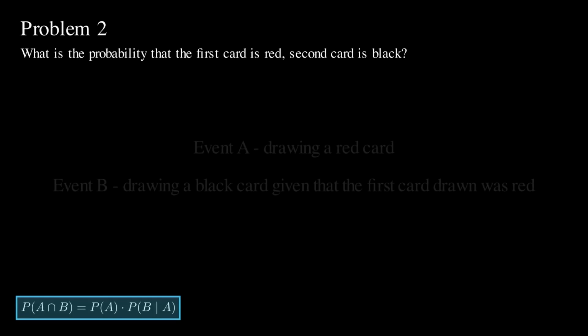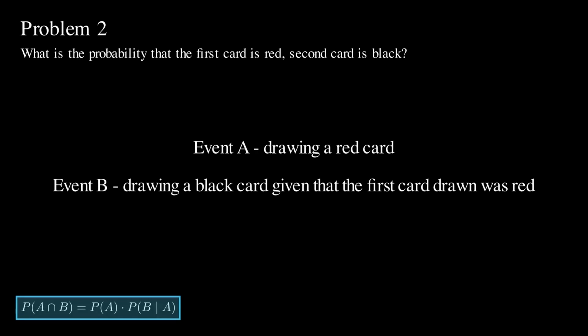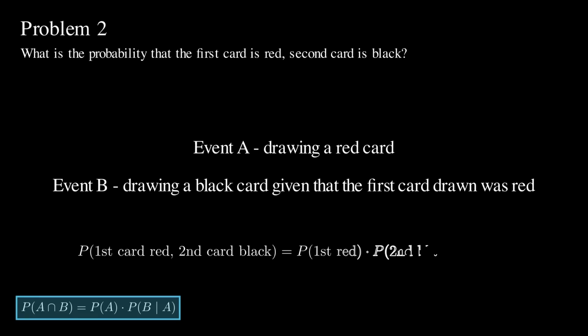Next problem. Once again, we can define our 2 events A and B. Event A is drawing a red card. Event B is drawing a black card, given that we already drew our first red card. And here's the mathematical statement. Again, this says the probability of drawing a red card and then a black card is the probability that the first card is red multiplied by the probability that the second card is black, given that a red card has already been drawn.